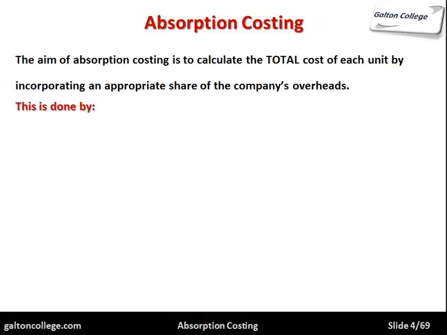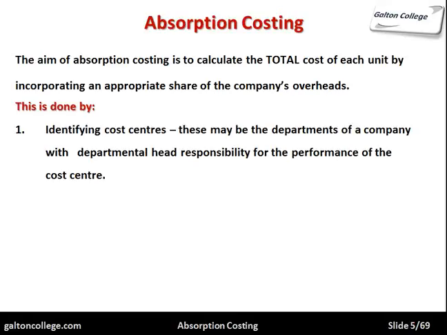However, the process of absorption costing is done as follows. First of all, identifying cost centers. These may be departments of a company with a departmental head with responsibility for the performance of the cost center. So it could be we have a cost center and we have a head of department or a manager who is responsible for the costs of that center.